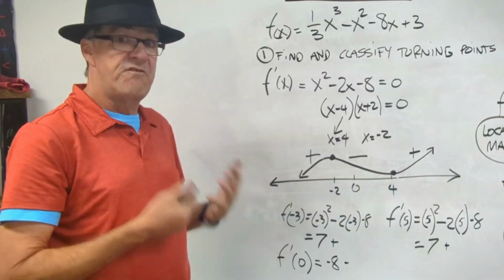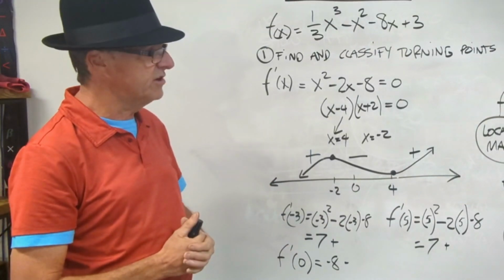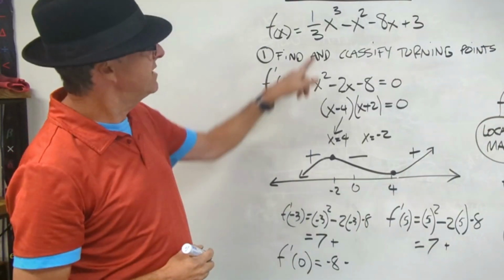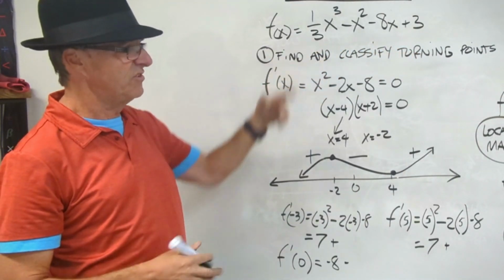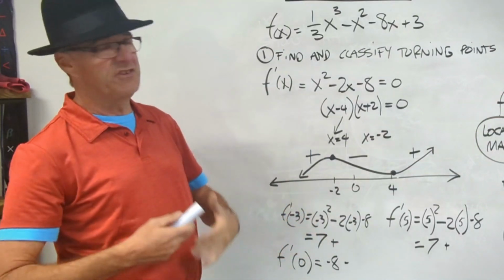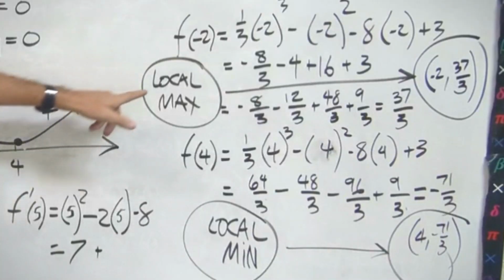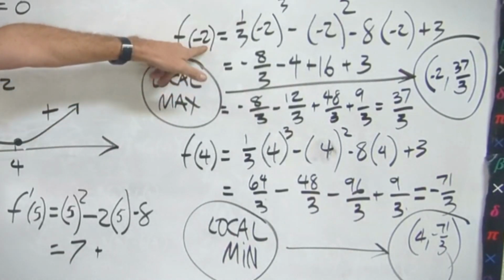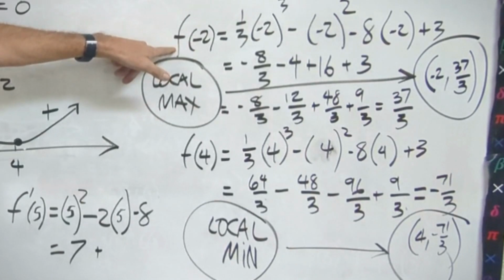But I went ahead and found the coordinates for those turning points, and it was kind of a pain in the butt because this function here has fractions in it, so I had to deal with fractions, I had to convert my answers in fractions, but I went ahead and did it. So the maximum, it occurs when x is -2. So I have to plug -2 into the original function.